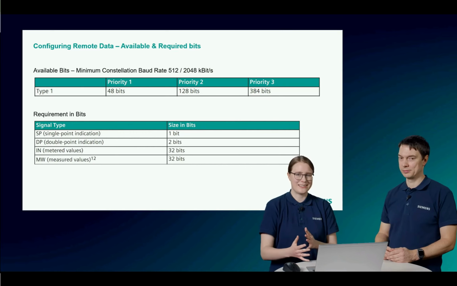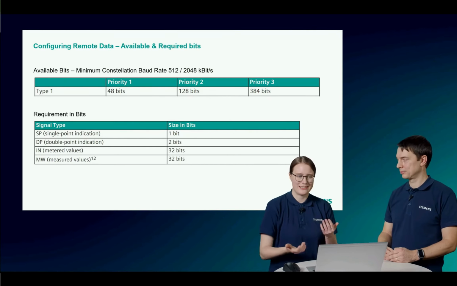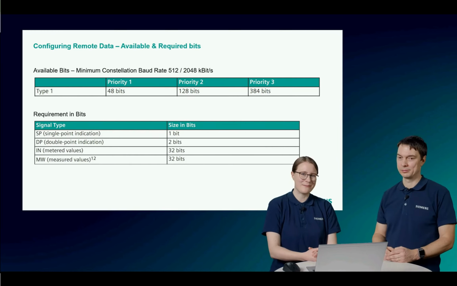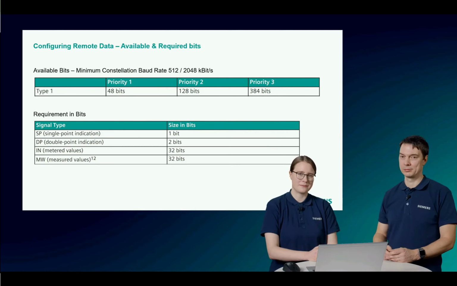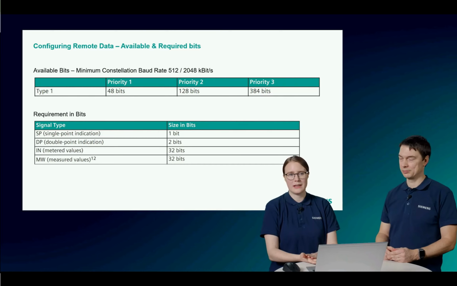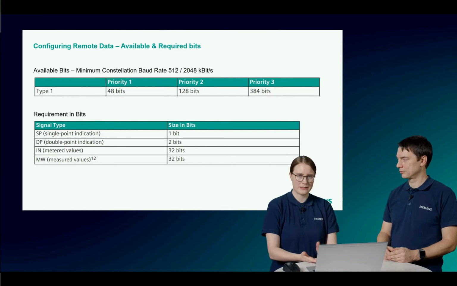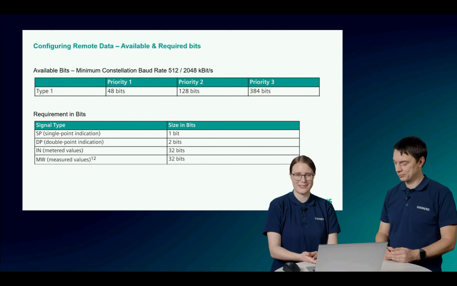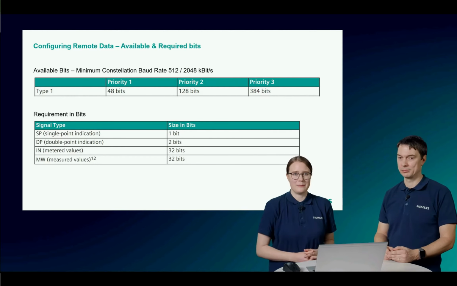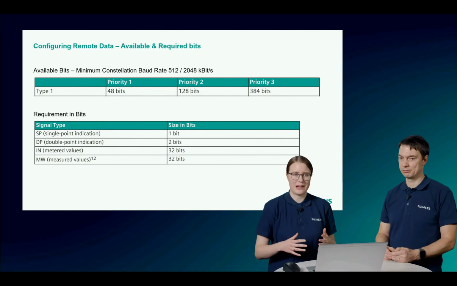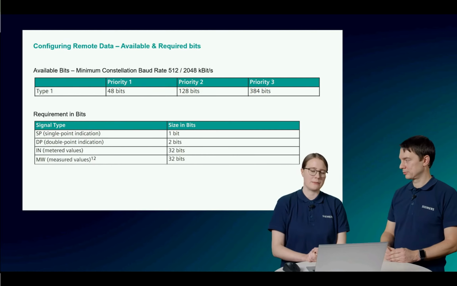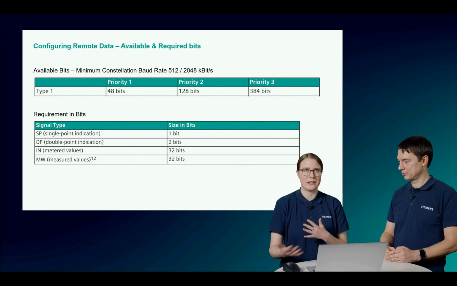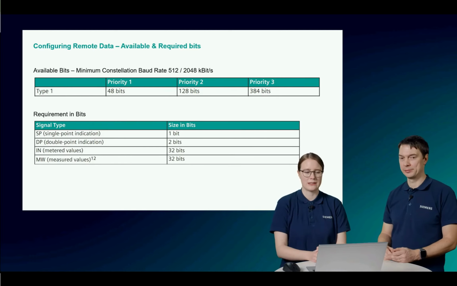And each signal type has a different size. So a single point indication, for example, if you want to transmit this, you only need 1 bit of my data bar. If you want to exchange a double point, you need 2 bits, and measurement values even need more bits, like 32 bits in total. Okay, so the question of how many bits can be exchanged depends on the baud rate, and it depends on which kind of information you want to exchange between the two devices.